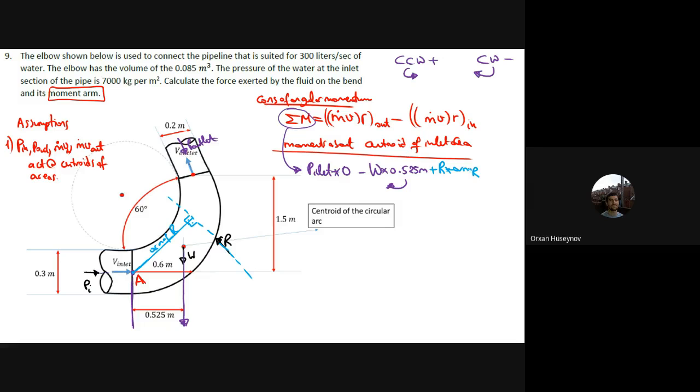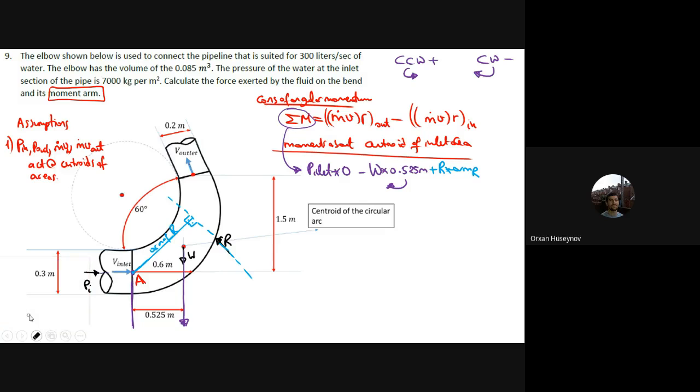Okay, this one is unknown. This is the question mark. And then you have pressure at outlet. Okay, we will find the pressure at outlet with its components. And for the outlet pressure, you will have two components, one for X and one for the Y component.